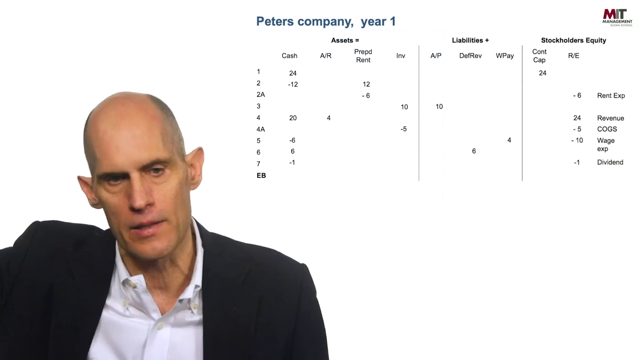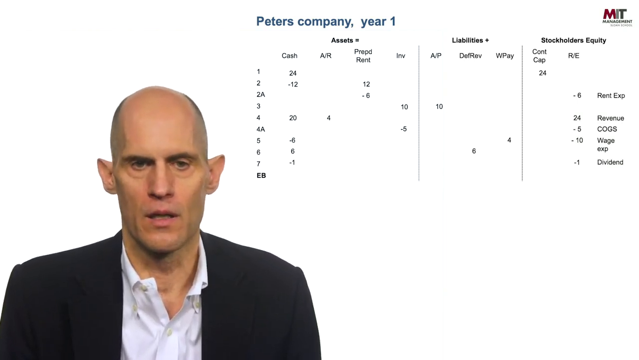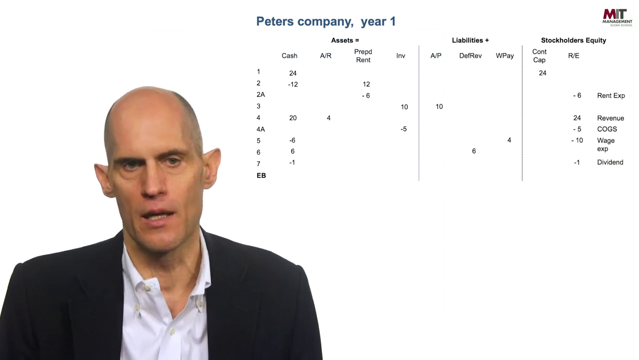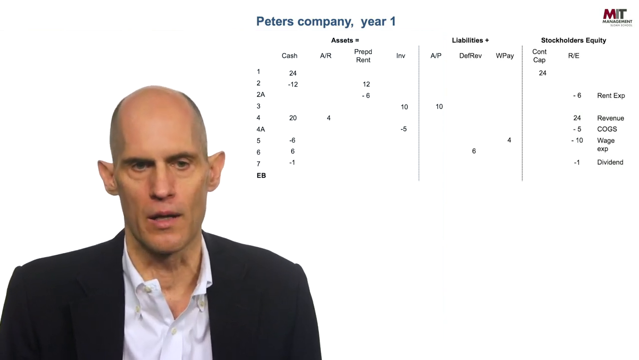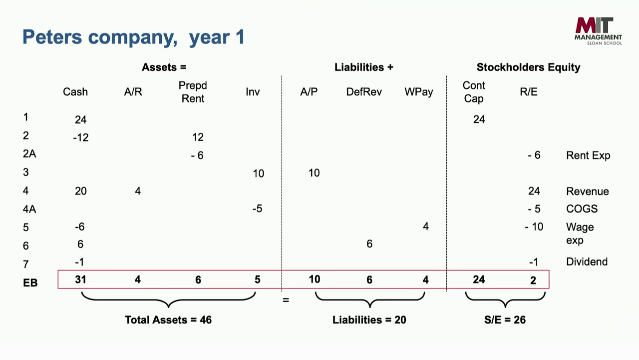So when we add all these columns down, what are we going to have? We're going to have our balance sheet as of the end of year one. So let's add all the columns down. Okay. And then if you're like me, you want to check that these columns actually add up to each other, so that total assets in the assets column is 46, liabilities is 20, stockholders' equity is 26.